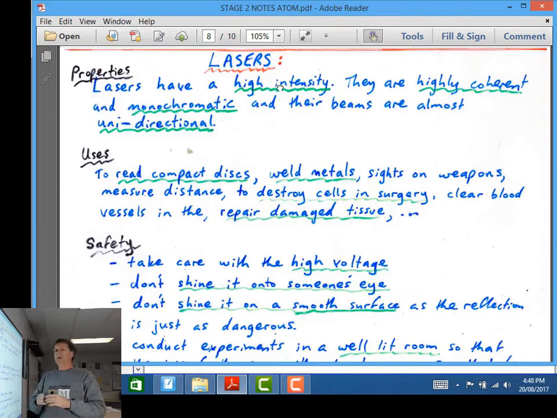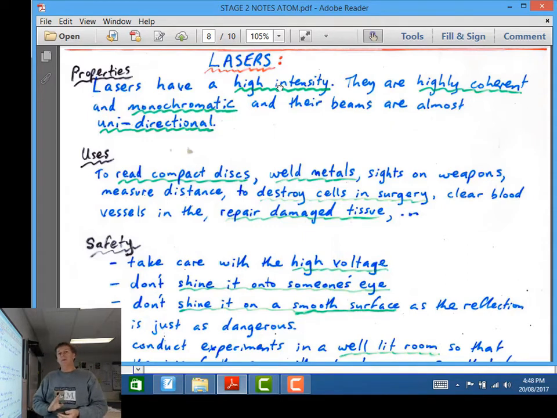So that's got lots of uses. One is to read compact discs, DVDs, Blu-rays. It can weld metals because it's so intense. It's used in the sights on weapons, to measure distances or ranges by the reflection and the time to come back. It's also used in surgery and so on, so just know a couple of those.